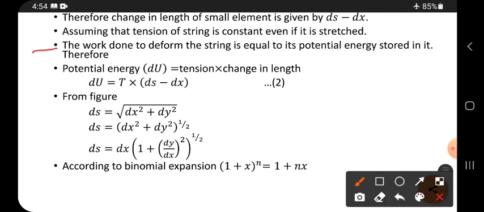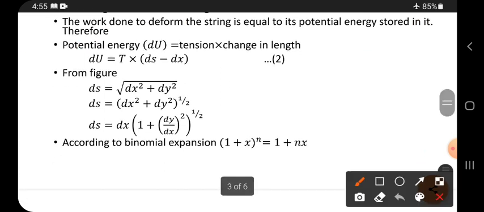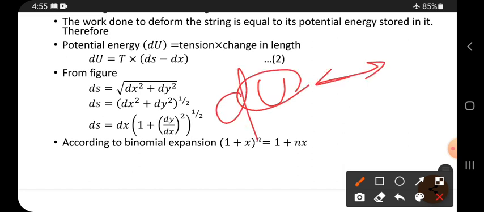The work done to deform the string is equal to the potential energy stored in it, right? So how is potential energy stored? When it is extended, after extension, if you release it, it gains its original position and shape. Changing the original position and shape is called deformation. So after deformation, it has stored the energy in the form of potential energy only. That is why the potential energy, generally denoted by U, is for a small length, so there is small potential energy present, which is dU.